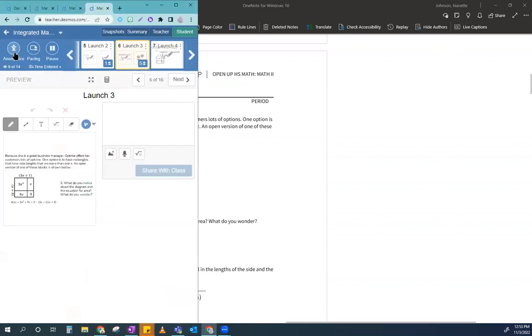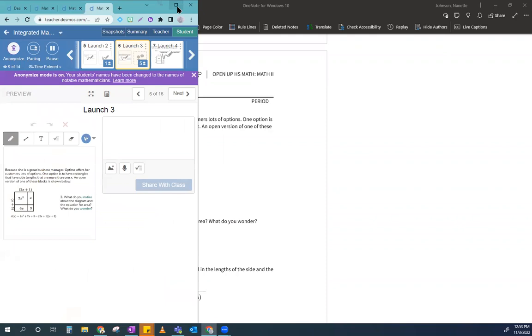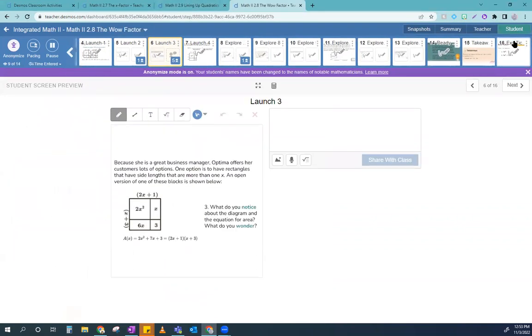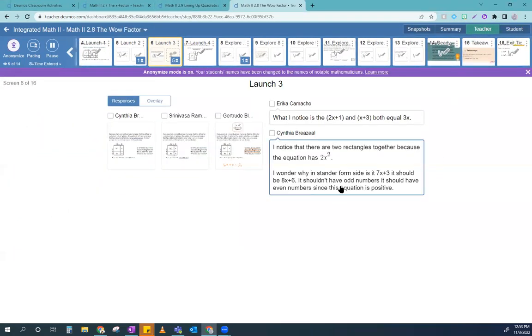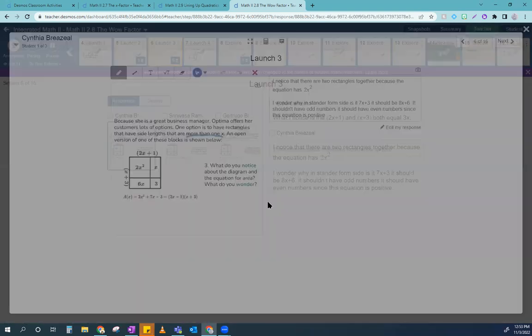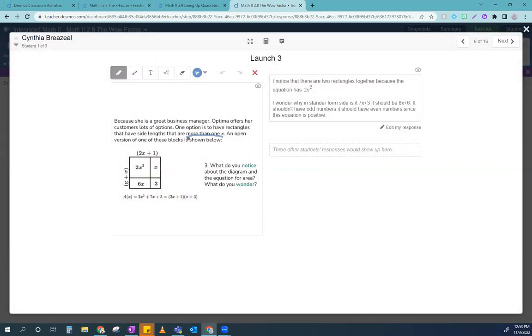I see what you guys put over here though. Yeah, it's 2x squared instead of 1x. One of your classmates says, very good. Someone else says the 2x plus 1 and the x plus 3 both equal 3x's. I'm not sure what that means. This one says the 2x squared, Miss Johnson, I see it. And then this one says, I wonder why in standard form, the side is 7x plus 3 when it's 8x plus 6. Should it be odd numbers? You guys are asking really good questions. There's more than 1x, exactly.